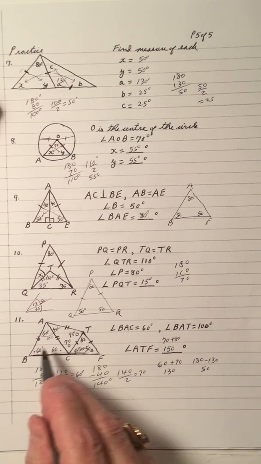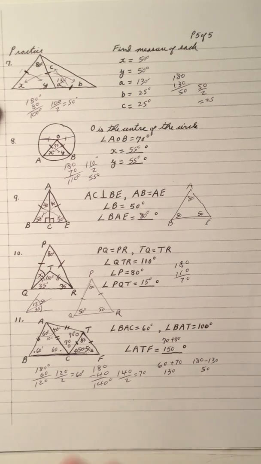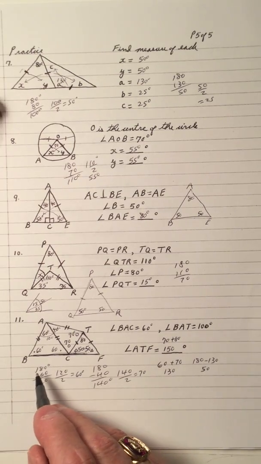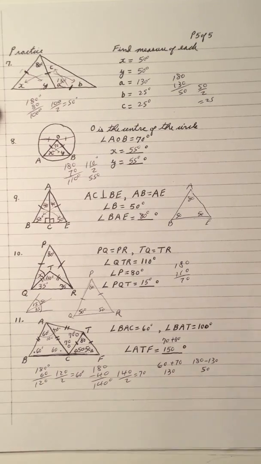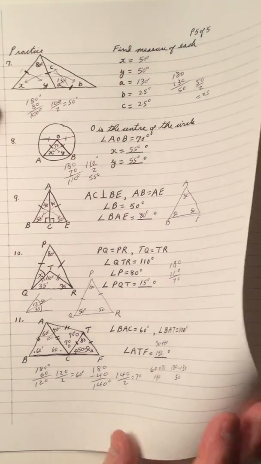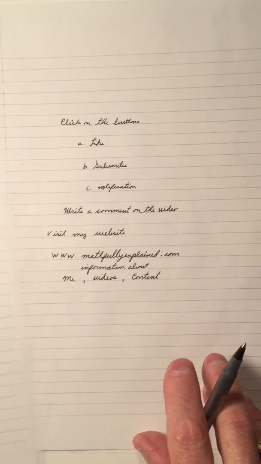So a lot of working around, a lot of thinking about the angles of a triangle being 180, about a straight angle, and about base angles of an isosceles triangle being equal. Be careful, be careful, be careful. A good review, good work. These are excellent questions.